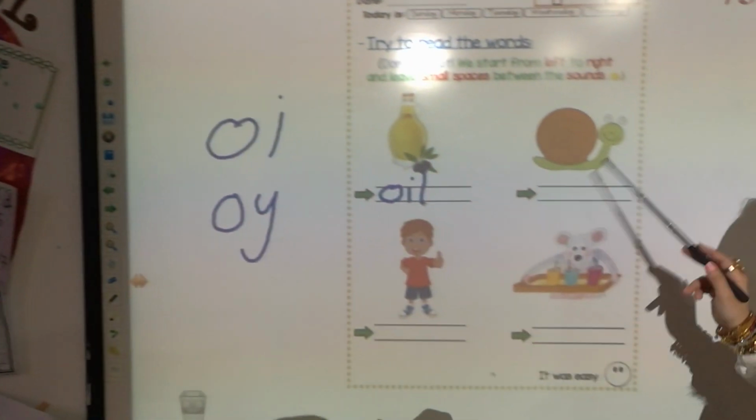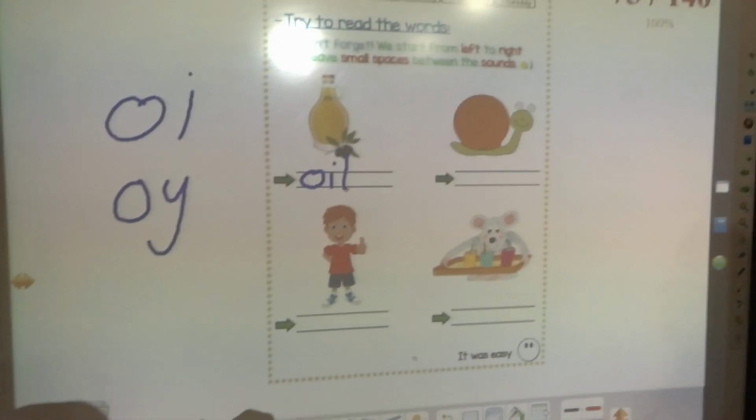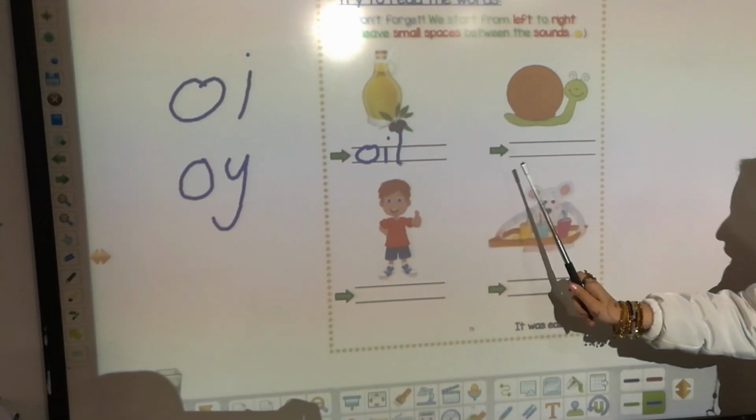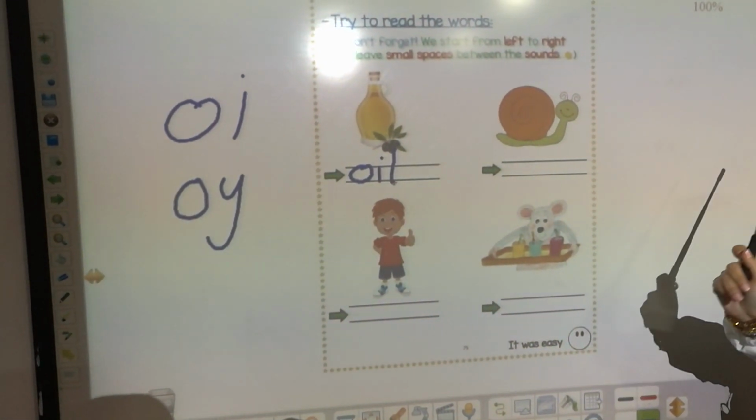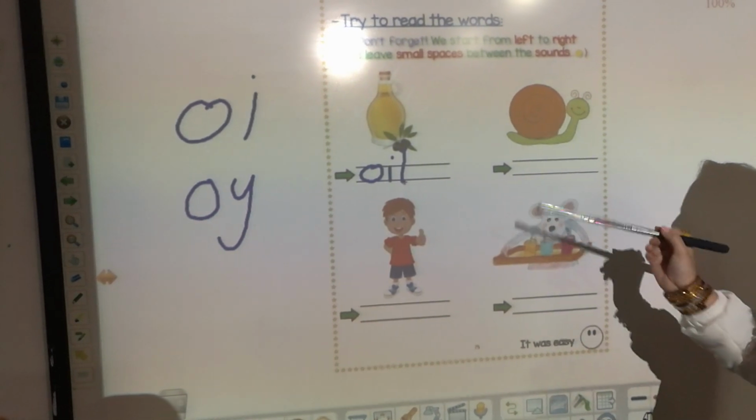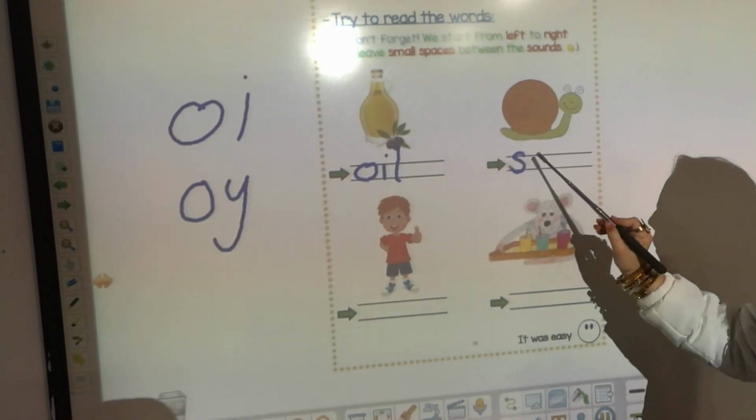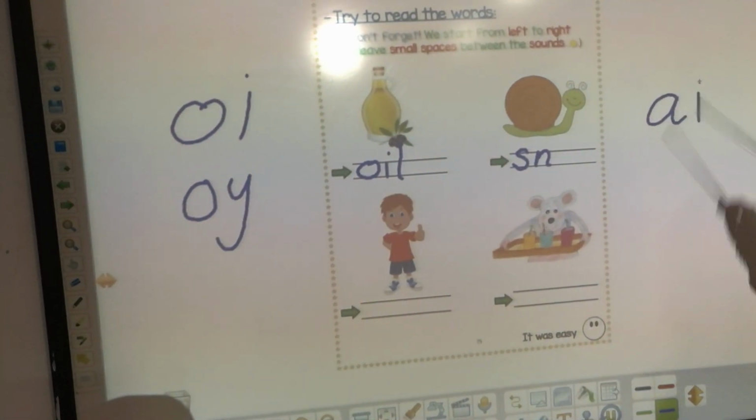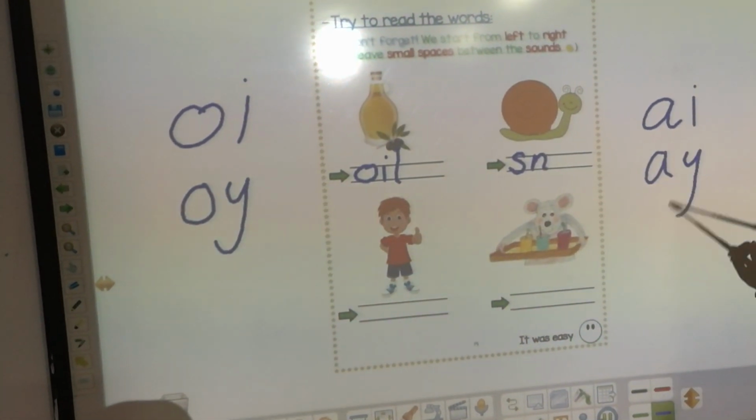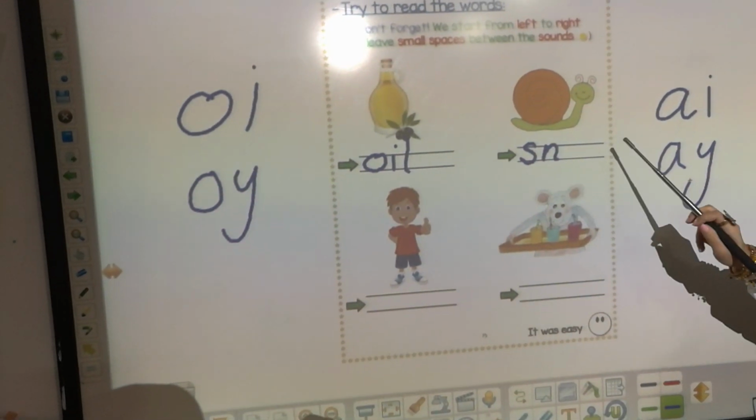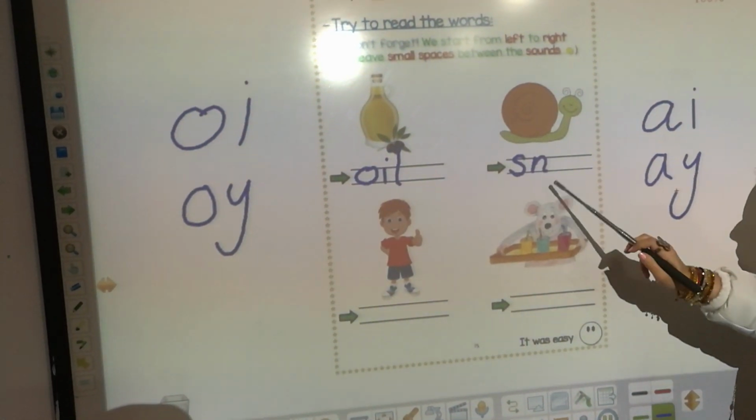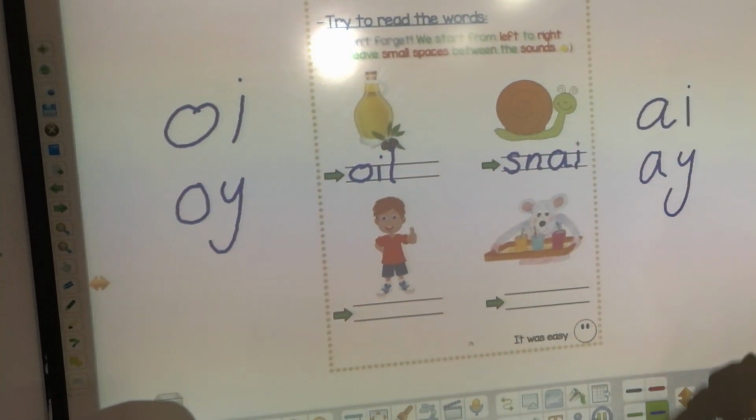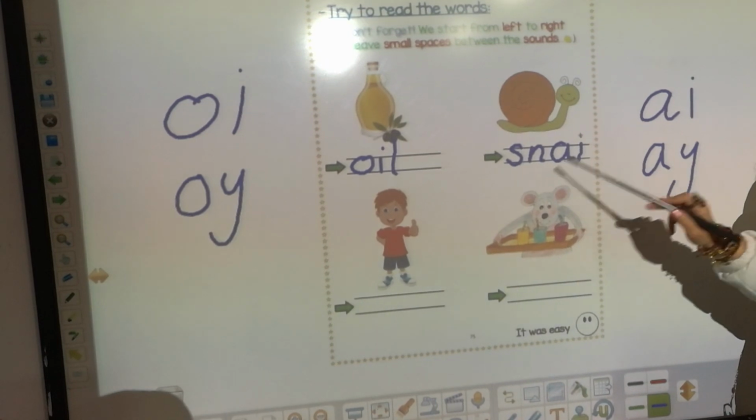Oil. The next one, snail. How can I write the word snail? Before you write, don't forget to start from the left side and leave small spaces between the letters. Snail. AI. How can I write AI? Normal AI or alternative AY? It's in the middle of the word. Because it's in the middle, I will choose the normal AI. And L.